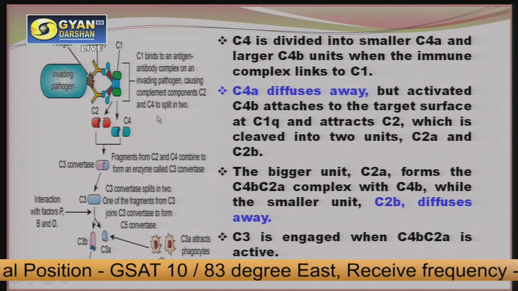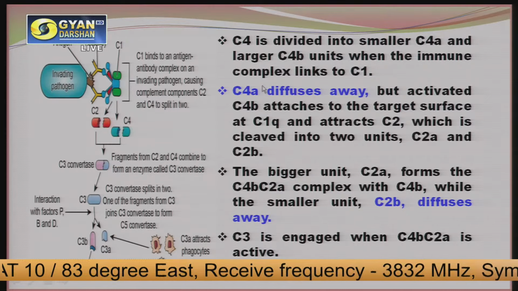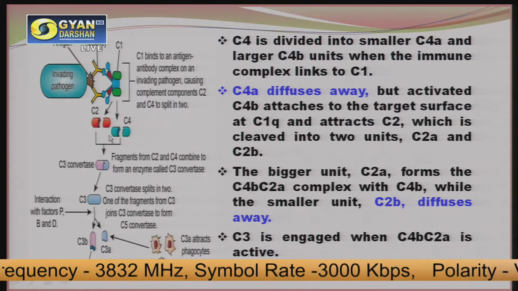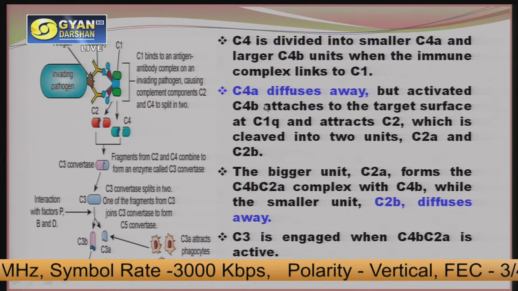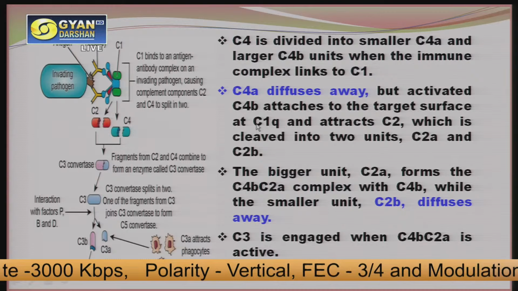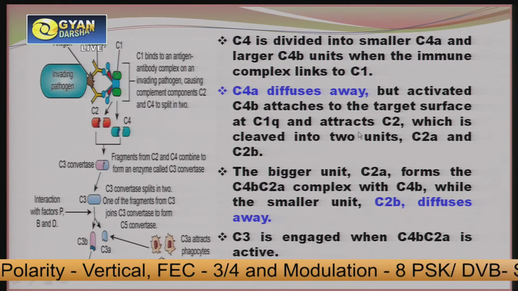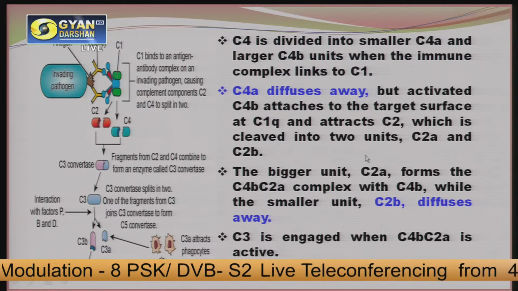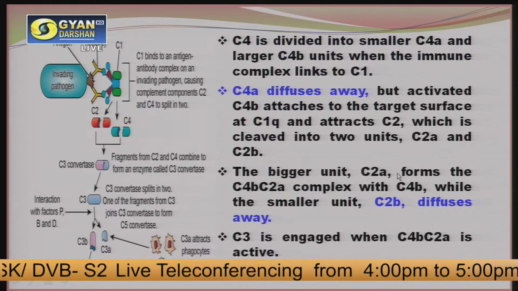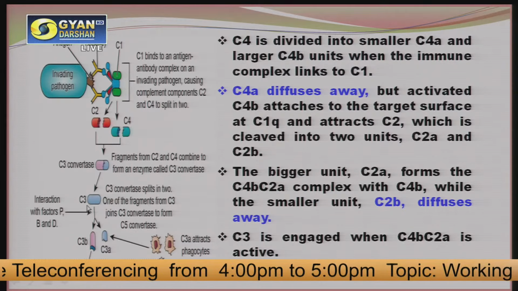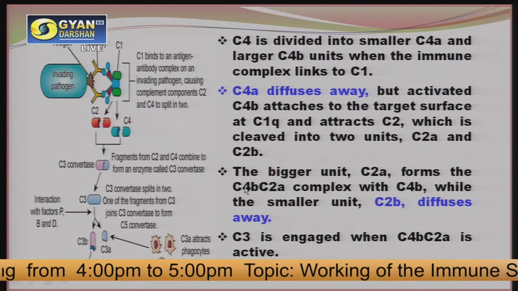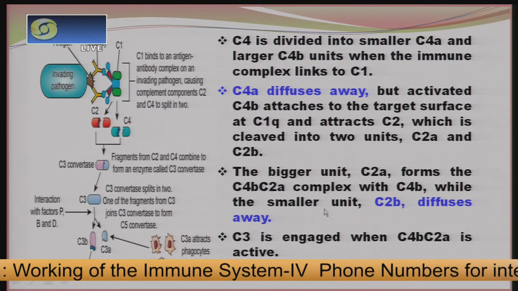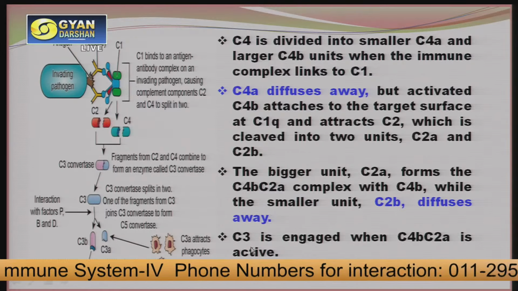One is the C4a and C4b unit. When the immune complexes are linked to the C1, C4a diffuses away, but activated C4b attaches to the target surface at C1q and attracts C2, which is cleaved into two units, C2a and C2b. The bigger unit C2a forms the C4b2a complex with C4b, while the smaller subunit C2b diffuses away.